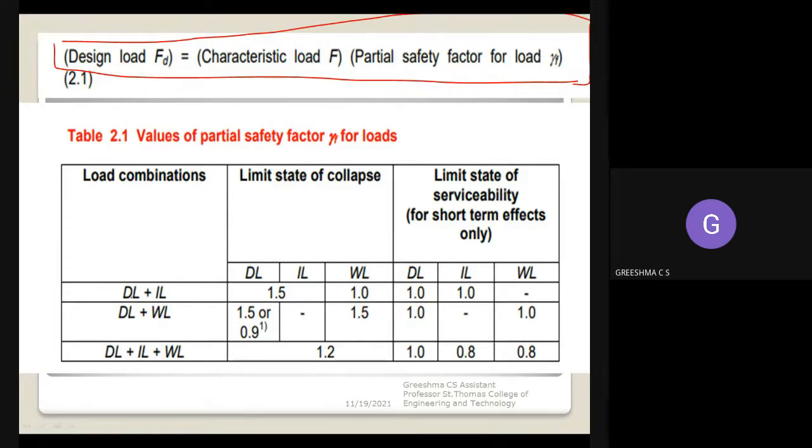Okay, so for dead load, and IL means imposed load or live load, the partial safety factor you are taking is 1.5, then it is 1. For different types of combinations there are different values. All these things we will study once we start doing the problems. So partial safety factor is already a derived value. You just have to take this value and multiply it with the load.